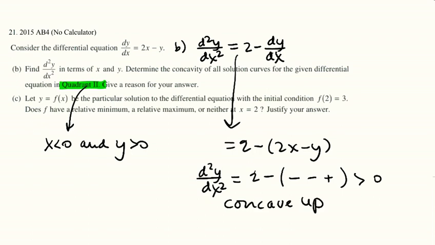Okay, I haven't worked this one in quite a while. So does f have a relative maximum, minimum, or neither at x equals 2? Okay, what we're going to do is plug in x equals 2 and y equals 3 to dy dx. So that's 2 times 2 is 4, minus y, 4 minus 3 is 1. Since dy dx is not 0, we conclude that it has neither a relative maximum nor a relative minimum. Okay, and that's all I've got for you.